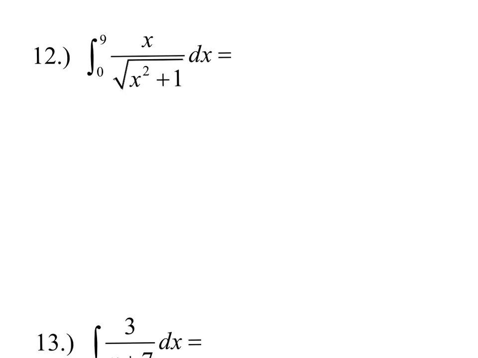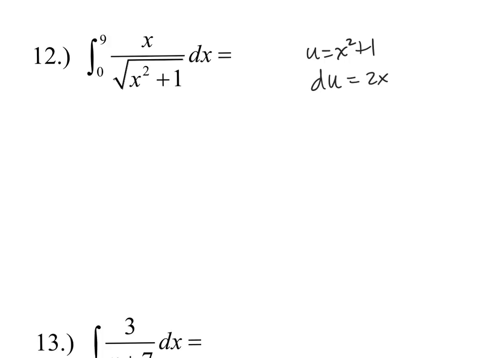Number 12 is another definite integral, and because we see these bounds, we know that our answer is going to be a numerical value. So let's first decide what we want our u to represent or replace. This inner function x squared plus 1 looks like a good choice. So let's let u be x squared plus 1, then du would be 2x.